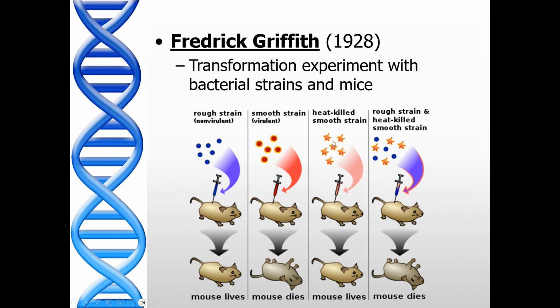The dead virulent bacteria and the live non-virulent bacteria were each harmless to the mice, but somehow when he mixed them together, the mice got pneumonia and died. And so this kind of led to what we know as transformation. We're actually going to learn about transformation when we get to DNA technology, but essentially transformation is the uptake of foreign DNA. And so all Griffith concluded was that somehow something from those dead virulent bacteria transformed the live non-virulent bacteria into the disease-causing kind.